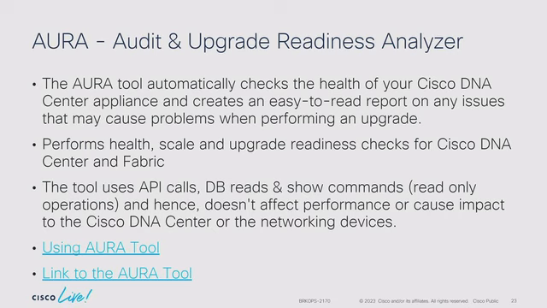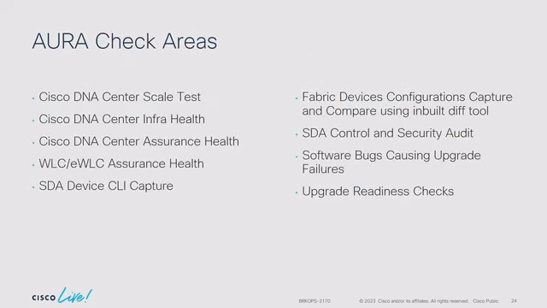One is for the guide, how to use the Aura report, step-by-step guide. What to do, where to go, each and every step that you need to do. And the other one is the link to the Aura tool itself, where to locate it. These are some of the check areas for the Aura. Some of them: DNA Center scale test, infra health, assurance health, software bugs that might cause an upgrade failure. A lot of things that maybe we didn't think about before, but Aura already does it.